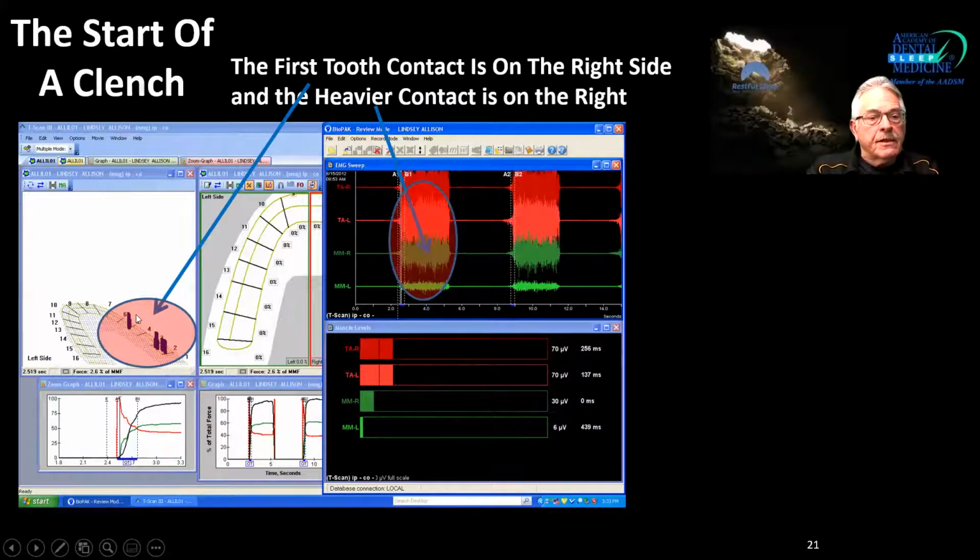Their first tooth contact is on the right side. You can see that the right masseter is firing first. Now, actually, we're looking at this little time window here where these white lines are, and as I continue the video, we would look at all this. So not only do you have the right masseter firing first, it also fires with more intensity, which is that asymmetry of their occlusion.